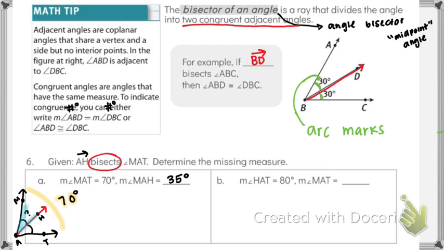Just like when we were doing segments, we said that the whole thing is equal to 2 times the half. But this time we're just working with angles. So the whole thing, the measure of angle MAT, equals 2 times the measure of angle MAH.